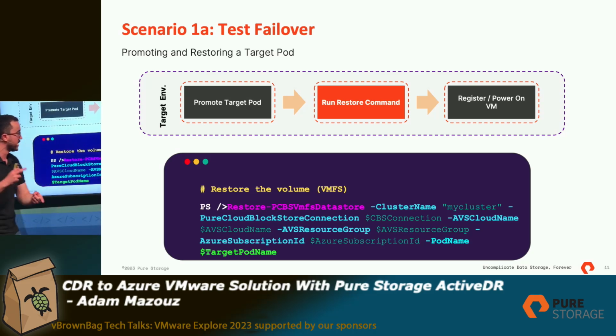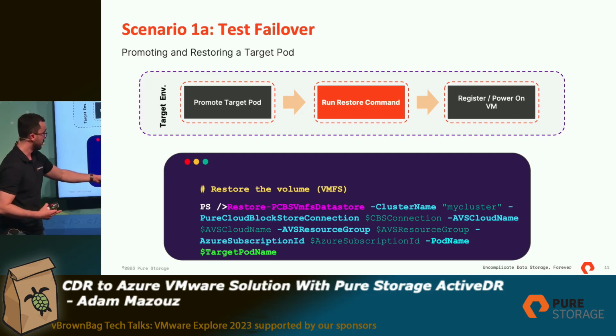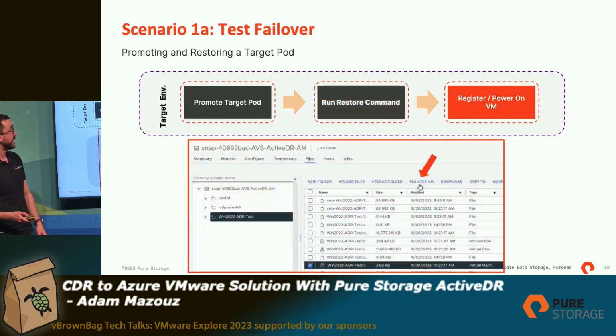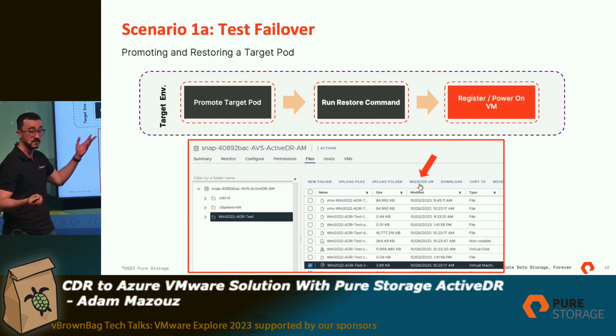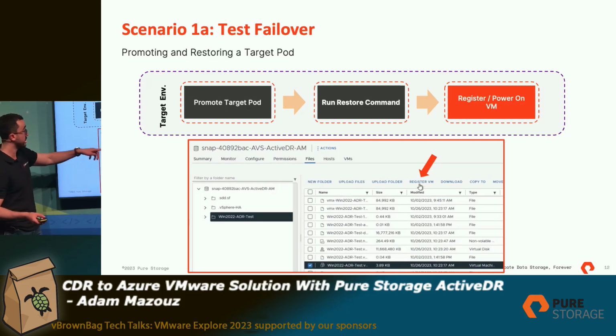Running the restore command requires a couple of things. I need the cluster name of my EVS cloud, the private cloud name, and the target pod. So I need to put down here the target pod I got from the previous command. And once I have that, as simple as this, I can go to my EVS and find my restored VM, which will have this suffix, and now I can just go and register my VMs. That's how I can test the failover.